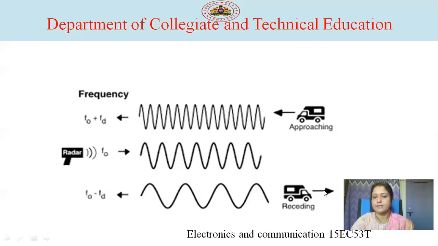Similarly, in this condition, the target is moving away from the radar station. Therefore, the echo signal received is f0 minus fd. From the graph also we can observe that the waveform has a frequency less than the original frequency.